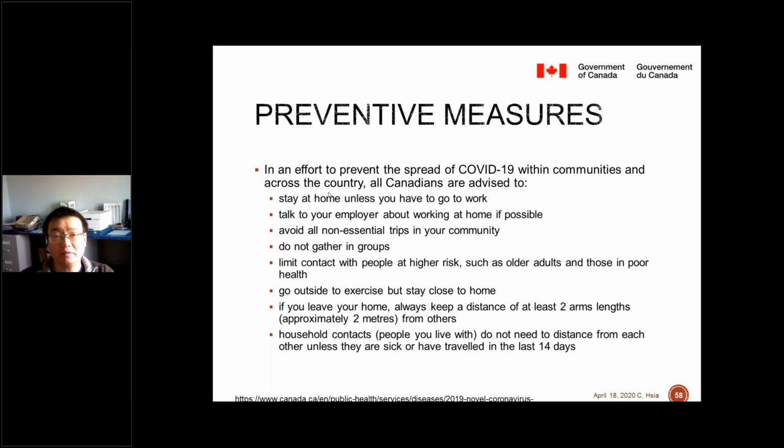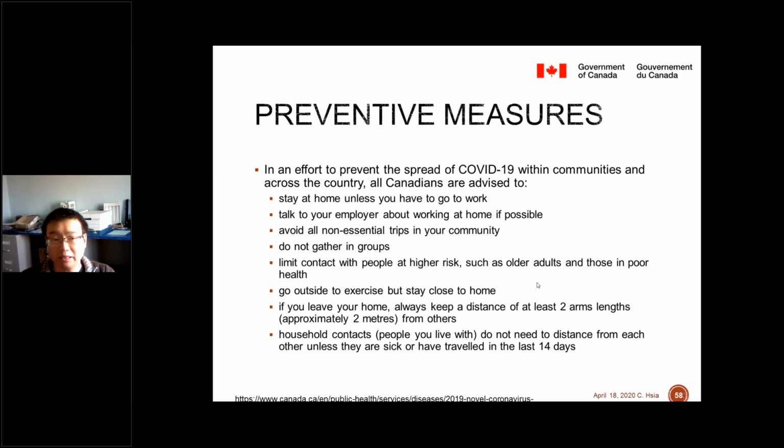And so those preventative measures, as you've heard many times from the government of Canada, in effort to prevent the spread of COVID-19 within communities across the country: all Canadians, this doesn't mean just patients with MDS, all Canadians should stay at home unless you have to go to work. Talk to your employer about working at home if at all possible. Avoid all non-essential trips in your community. Do not gather in groups. Limit contact to people at higher risk, such as older patients and those in poor health.